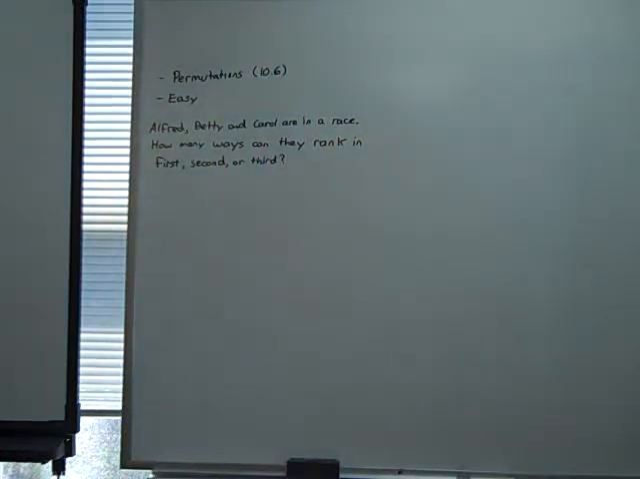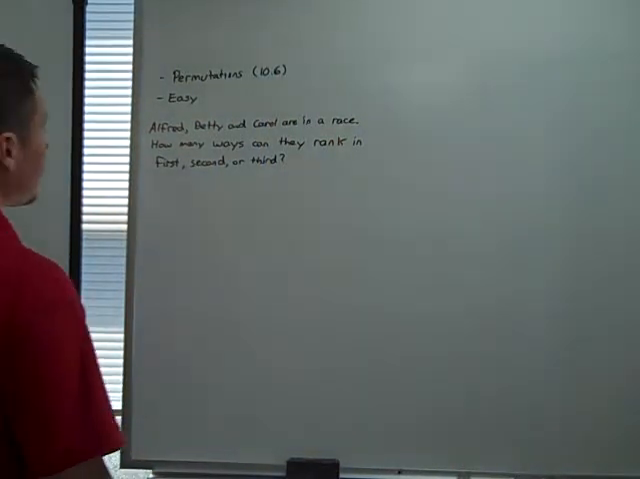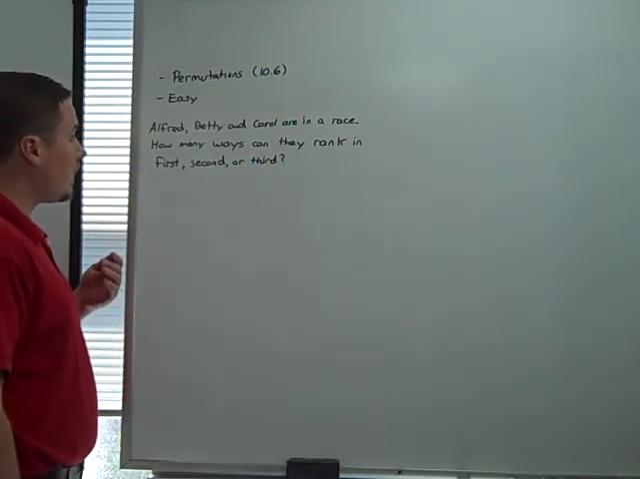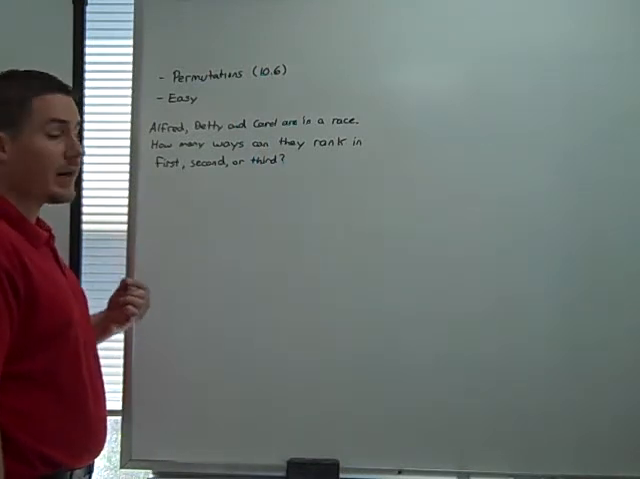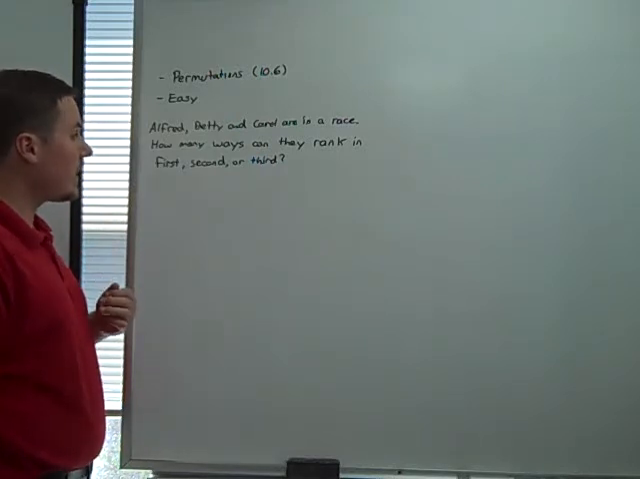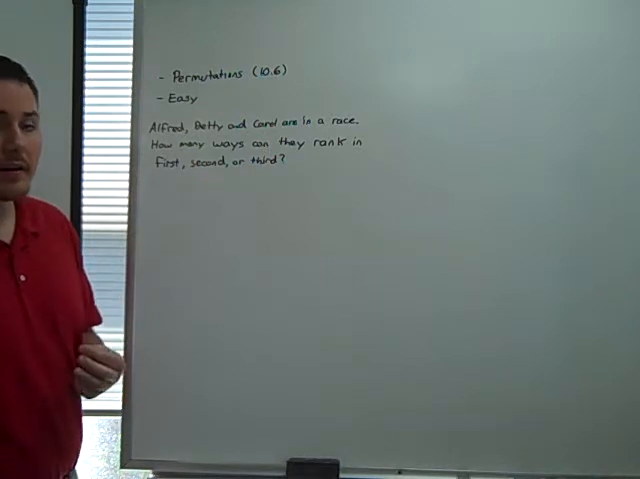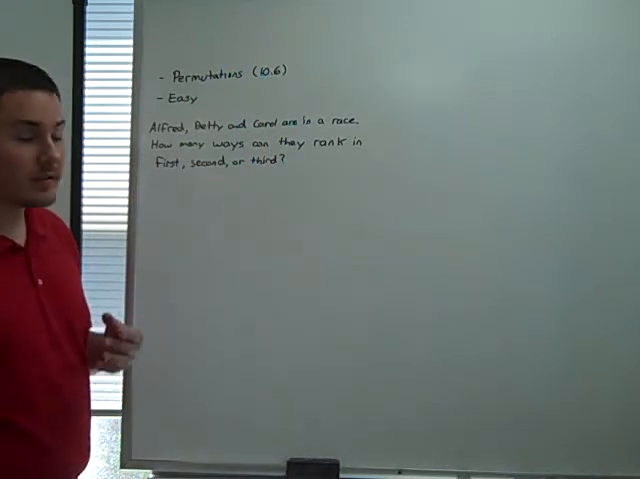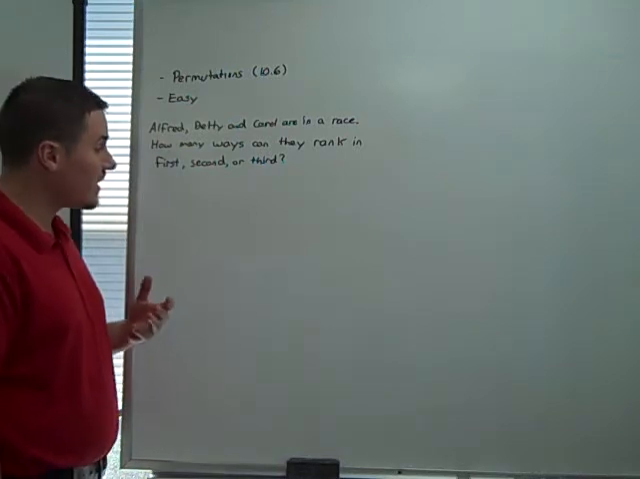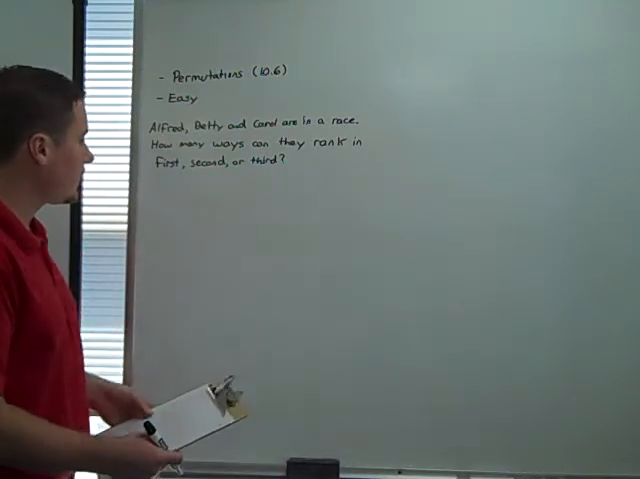Alright, for our first question from Permutations, chapter 10.6, that's an easy difficulty. I've created a problem. Alfred, Betty, and Carol are in a race. How many ways can they rank in first, second, or third? Now there's a formula for this, and it's a fairly intuitive formula, but I want to show you the decision making that goes into that formula.